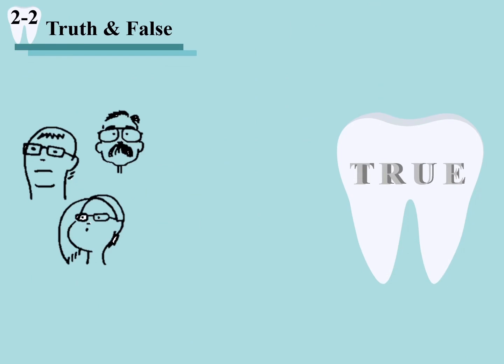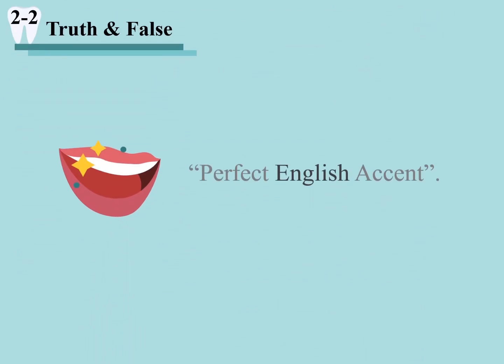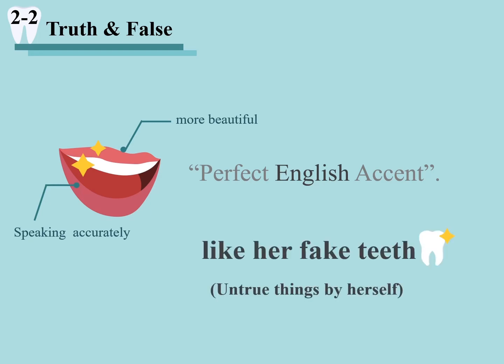Hello, I'm Yeji. The second meaning that I want to talk about is truth or falsehood. When characters face a truth, they become more natural and are shown as they are. For example, Clara tries to abandon her dialect to make her pronunciation a perfect English accent. Furthermore, after her teeth are broken by an accident, she uses fake teeth to seem more beautiful and to speak more accurately. So the writer shows Clara revealing herself through her fake teeth, and her real problem comes from untrue things she does herself.